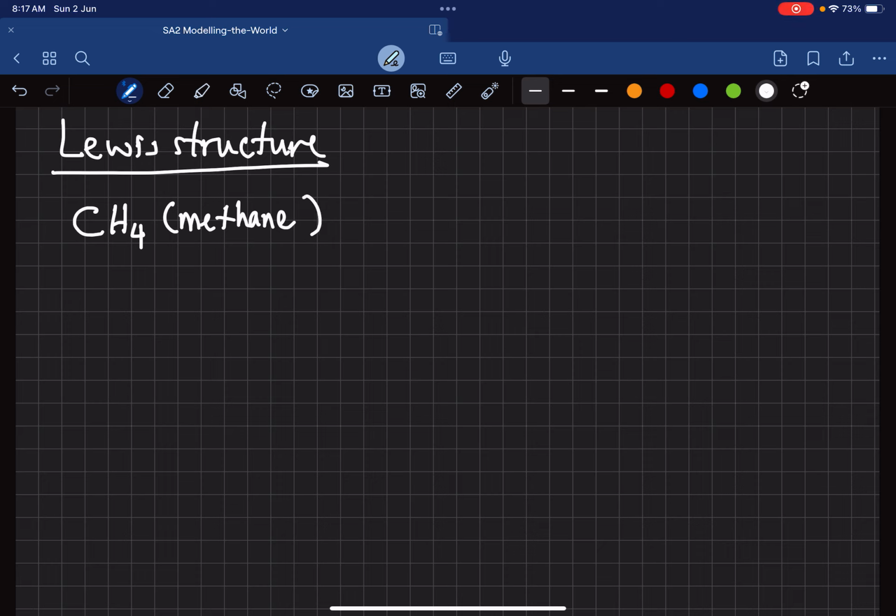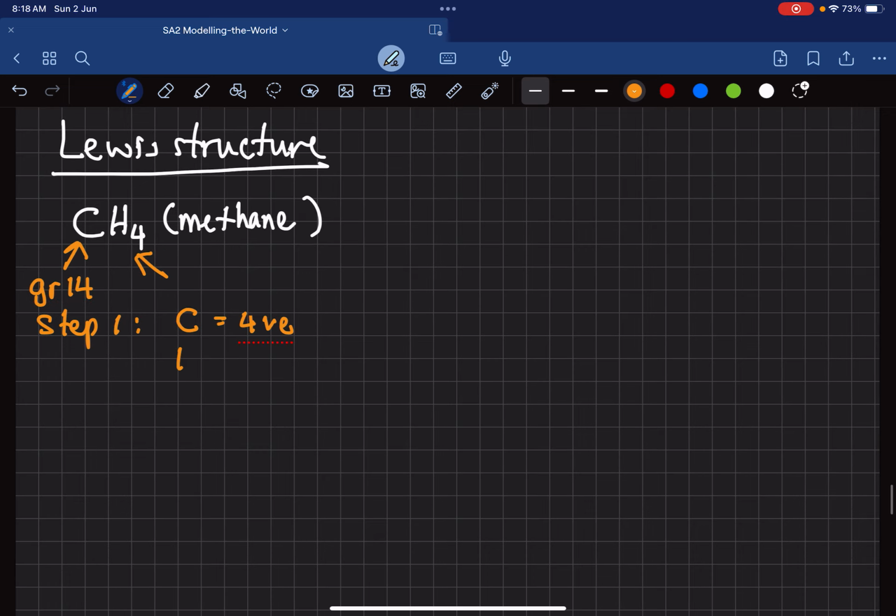All right. So step number one, you need to go and look at the periodic table and identify which group they are from. Like for example, carbon is from group 14 and hydrogen is not in any group, but usually placed under group 1. So step one is to determine the number of valence electrons that each one of them have. So if carbon is in group 14, carbon has 4 valence electrons. Easy, right? And hydrogen has only 1 valence electron.